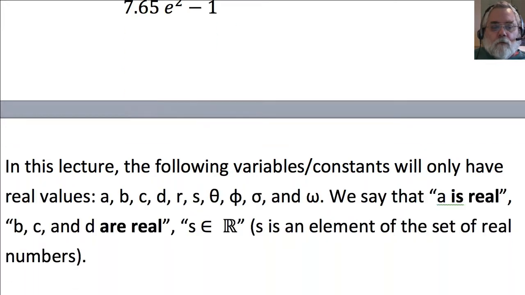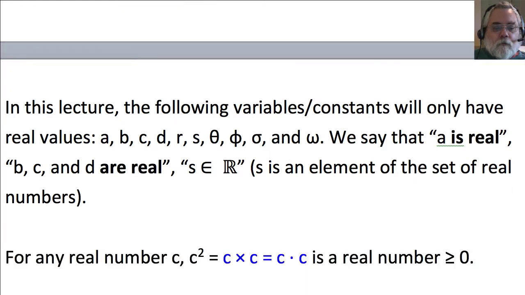In this lecture, the following variables or constants will only take on real values: a, b, c, d, r, s, theta, phi, sigma, and omega. So we might say that a is real, or b, c, and d are real. Or this notation, s is an element of the reals, the set of real numbers. This double-barred R is the set of real numbers. For any real number c, c squared, c times c, is a real number that is greater than or equal to 0.